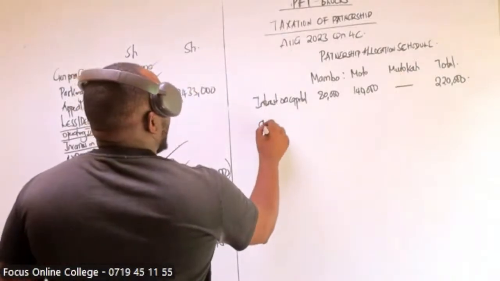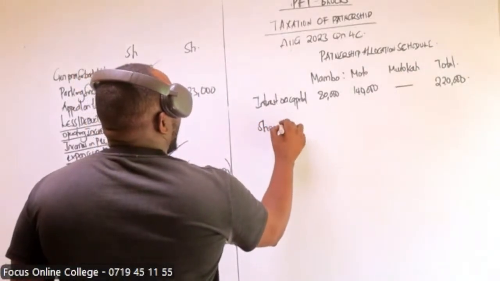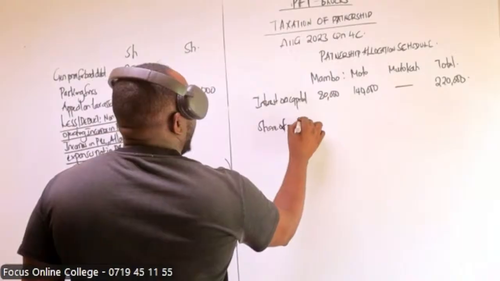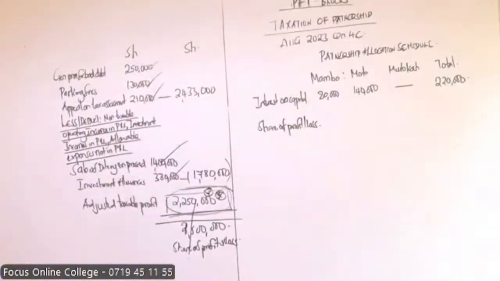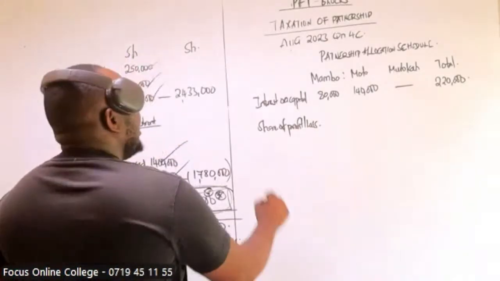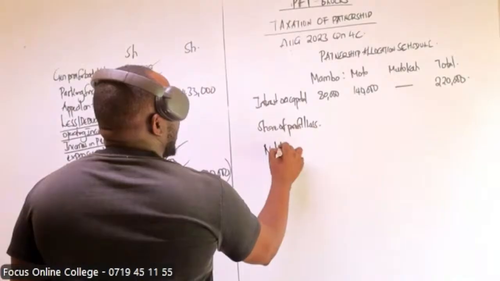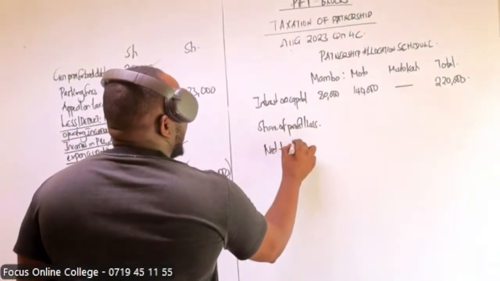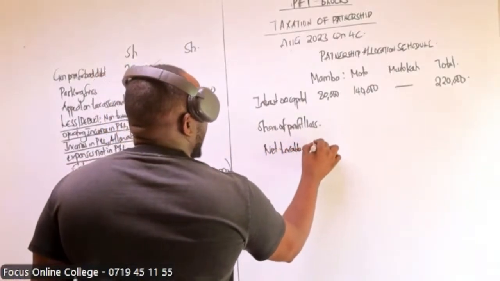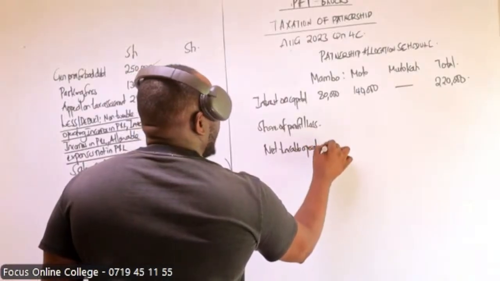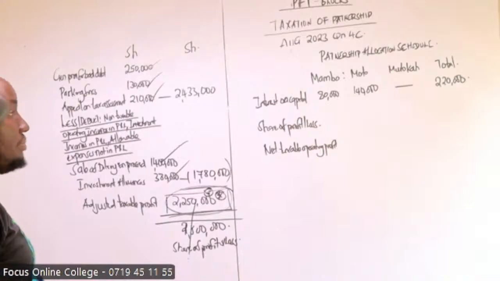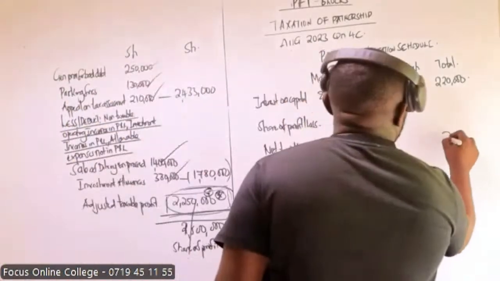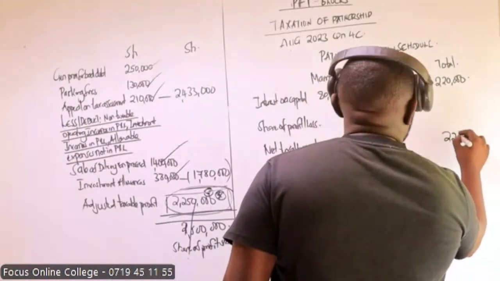Here we have the share of profit or loss. Then you have the net taxable operating profit. From the adjusted taxable income, what is the net taxable operating income? That should give us 2250.